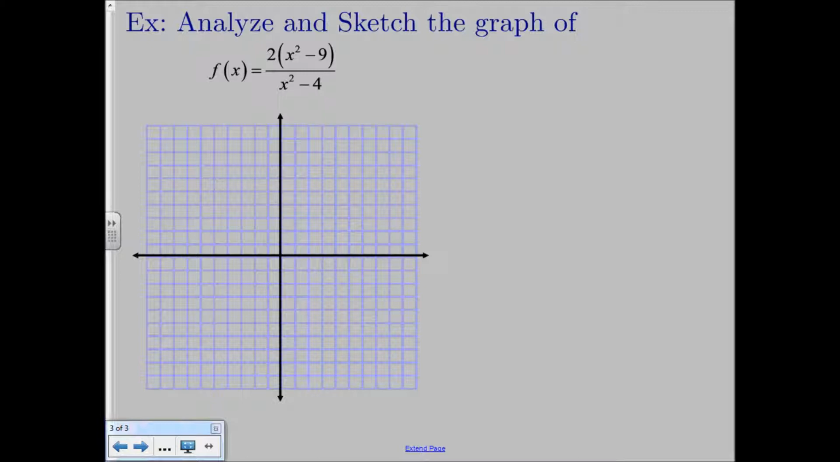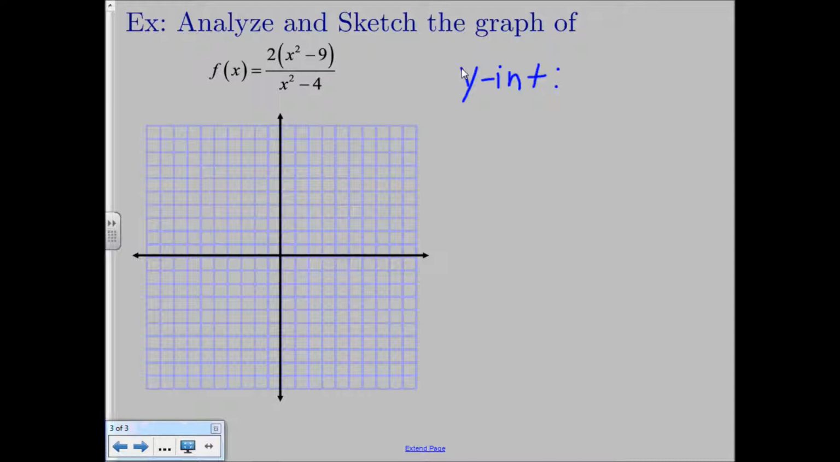So we're going to analyze and sketch the graph of f of x equaling 2 times x squared minus 9, all over x squared minus 4. So what we want to do first is analyze if this function has any asymptotes and see where the intercepts are. So maybe first let's figure out where the y-intercepts are. Now to find y-intercepts, you plug in 0 for x and see what happens. So in other words, we want to know what f of 0 is.